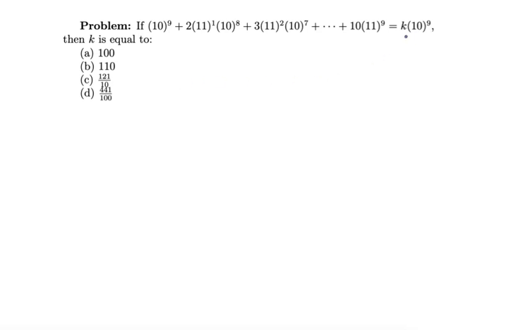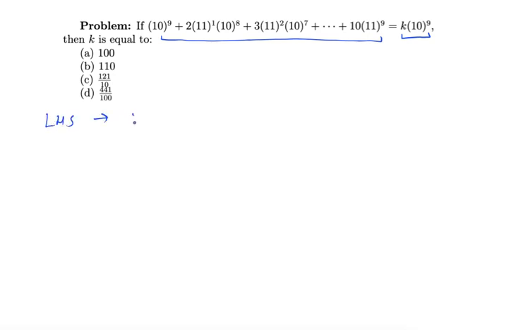But if you see the RHS, it's mentioned as k into 10 to the power 9, and LHS is some sort of an expansion. So, one way to approach this is to simplify the LHS and try to bring it in terms of 10 to the power 9. So, we'll start from there. So, let's focus on LHS.